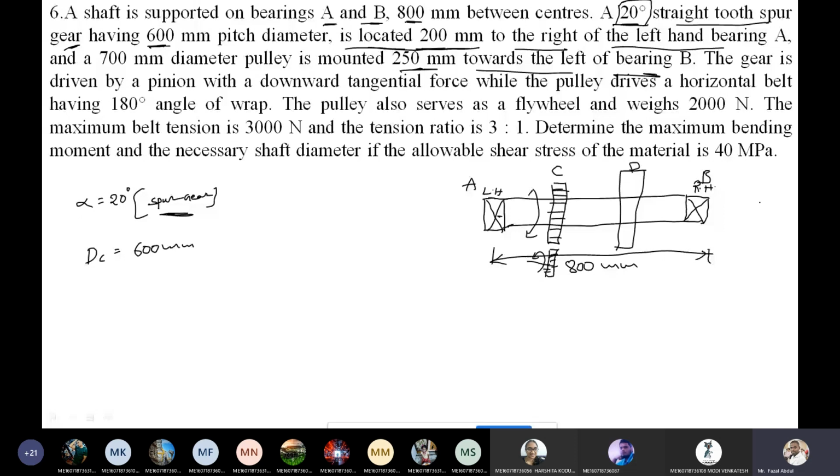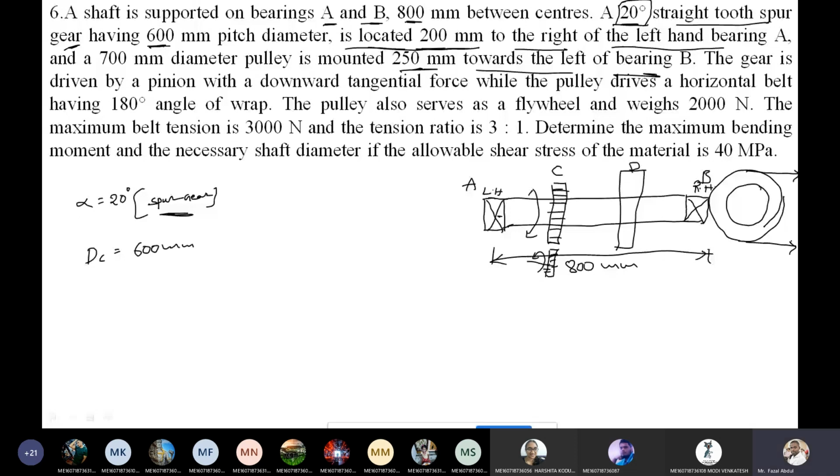For this, I am drawing the front view of the total system. The smaller diameter is the gear, and the larger diameter represents the pulley. The pulley is going to drive with the help of a belt system, a horizontal belt system, like this I am showing here.